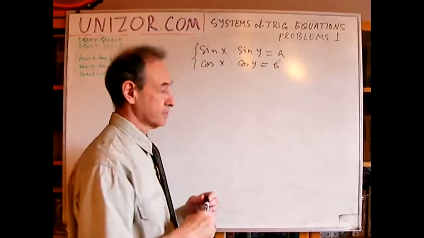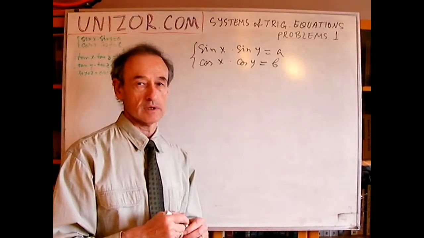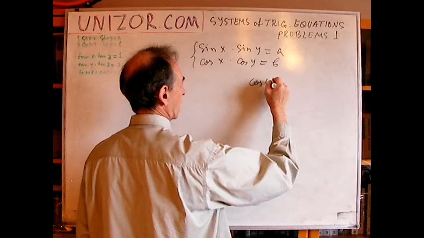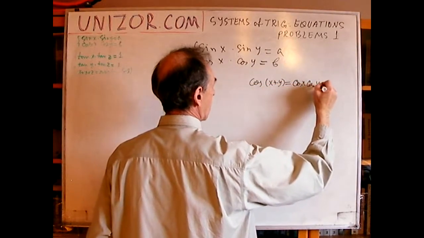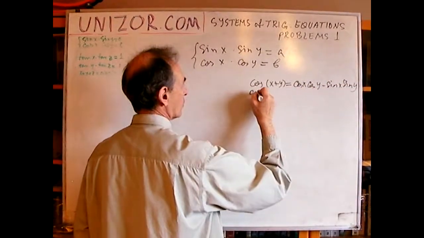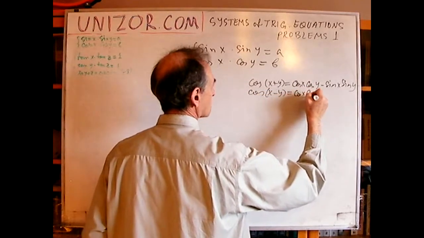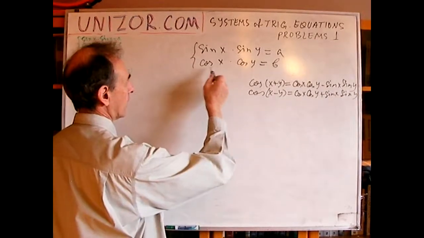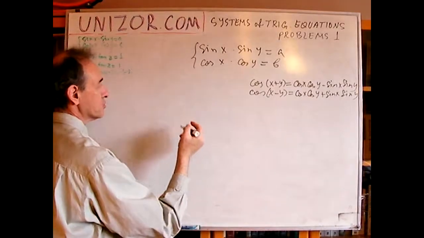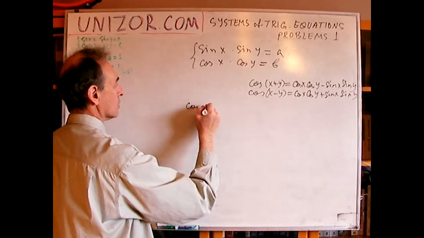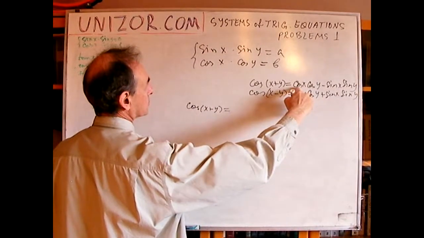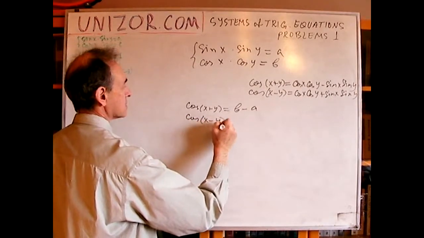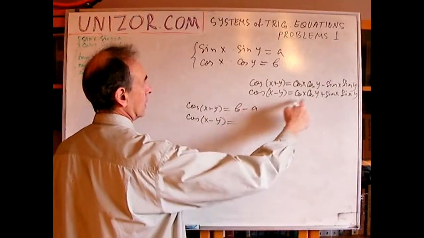Now, I don't know about you, but looking at this, I immediately see the formula for cosine of a sum of two angles and cosine of a difference of two angles. So cosine of x plus y equals cosine x cosine y minus sine x sine y, and cosine of x minus y equals cosine x cosine y plus sine x sine y. Now, what does it mean in our case? Well, I have the product of the cosines and I have a product of the sines, which means I can immediately conclude that cosine of x plus y is equal to the product of cosines minus the product of sines, which is b minus a, and cosine of x minus y equals a plus b.